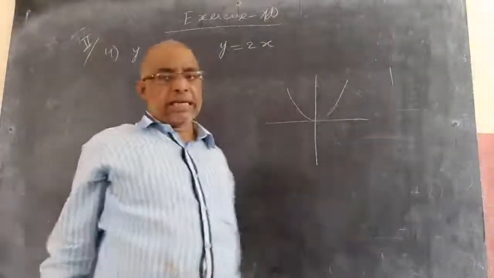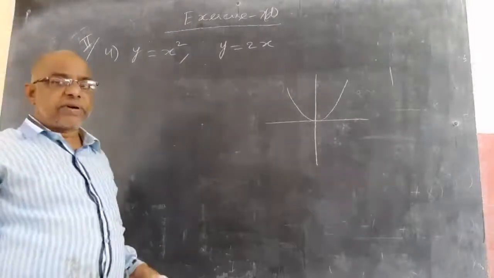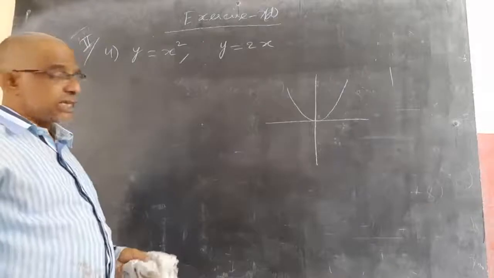It is a parabola like this. y is equal to x square. Actually x square equal to 4ay we will call. Here a is 1 by 4. That's why it is becoming x square equal to y.